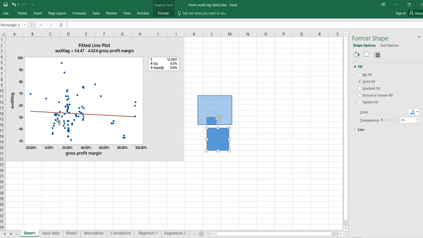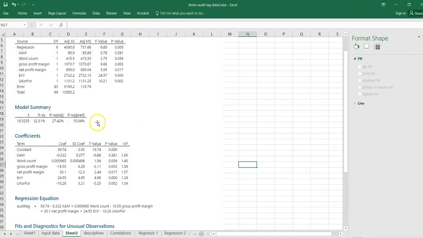Now, in this example, you can see that the actual relationship between the two is very low to non-existent. However, when we look at the regression model, we can see that if we look at the gross profit margin, the sum of squares that particular variable explains is significant. So why is it significant?